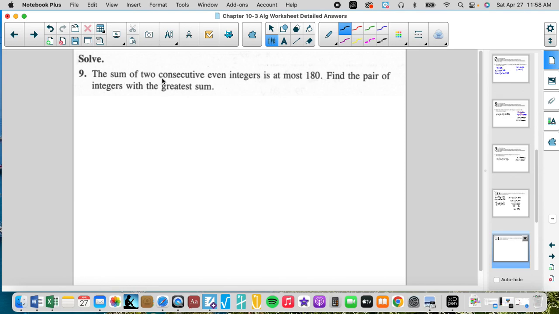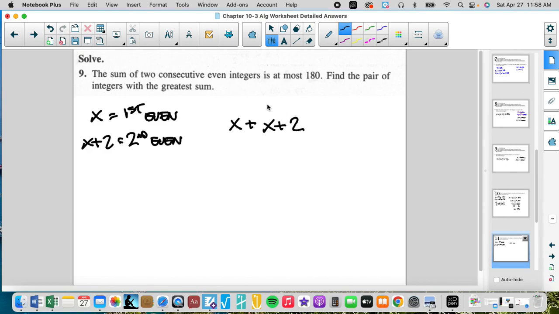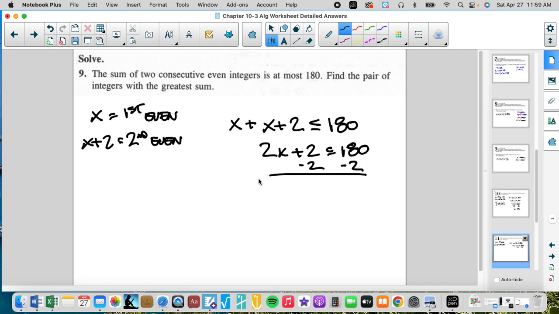The sum of two consecutive even integers. So x is going to represent the first even, and x plus 2 is going to represent the second even, or the next consecutive even. So the sum of the two consecutive integers, if we add them, is at most 180. So it has to be less than or equal to 180. Can't be more than 180.